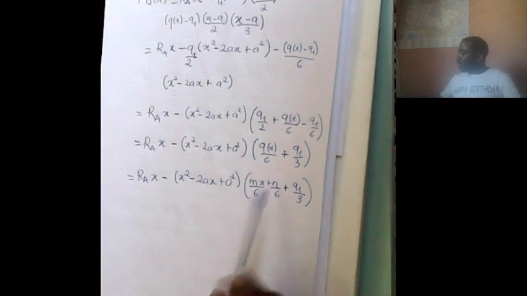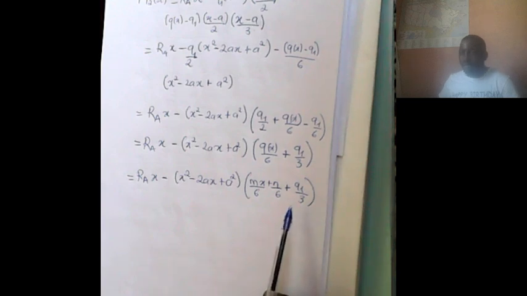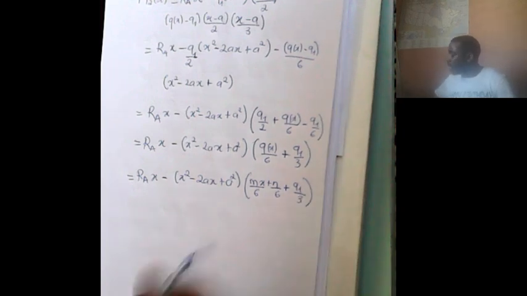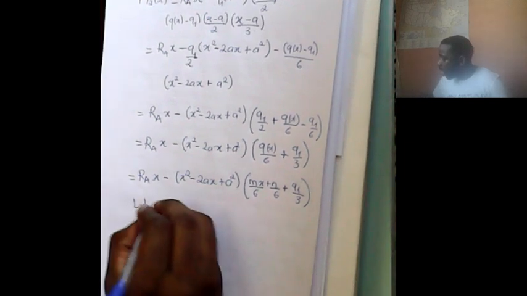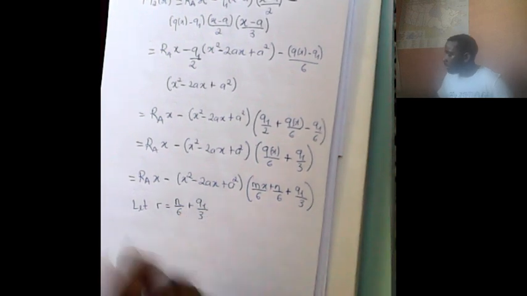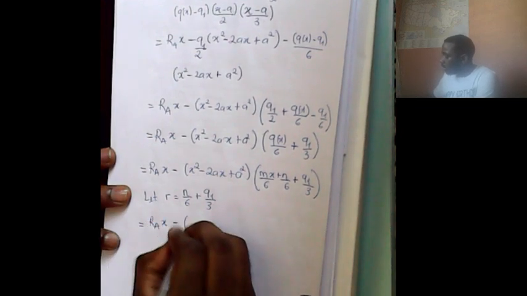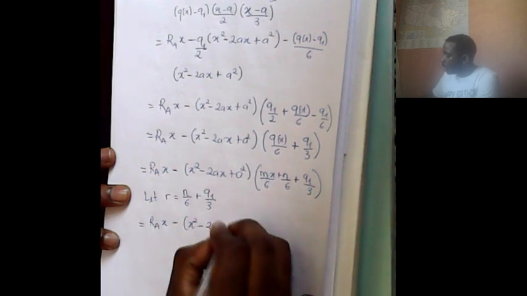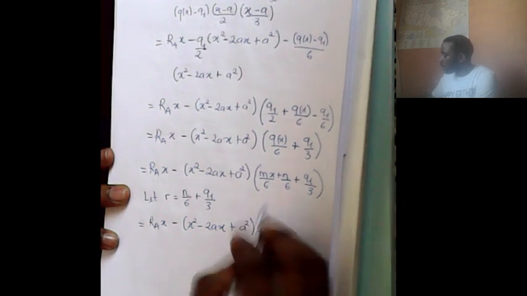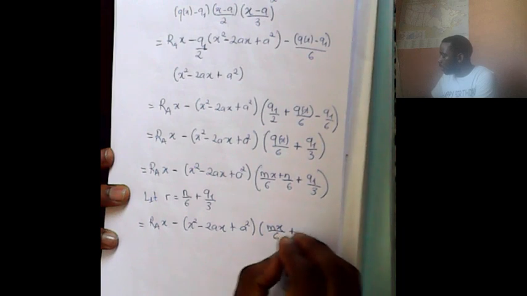Now look at this. These ones are constants. This n on 6 plus 1 on 3 is a constant. Okay. We have m, n, o, p, r. I'm trying to. Okay. Let me call that constant r. So we'll say let small r be equal to n on 6 plus 1 on 3. Okay, so in that way we can simplify again and say rax minus x squared minus 2ax plus a squared, okay, all of that times what? mx on 6, right? Plus r. Let's have it this way.